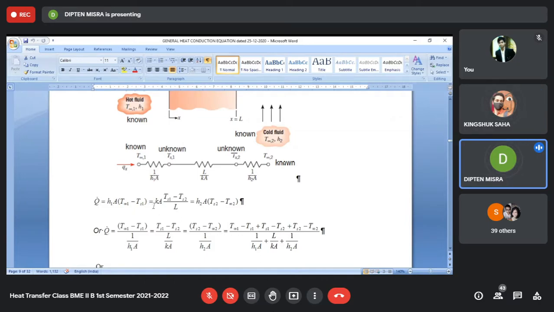Sir, when you have written K A into del T by L, what is that K? Is it the K of the fluid that is flowing, or the K at the surface of the body? We are considering the heat transfer inside the wall, across the wall, with the conductivity of the wall. Okay.